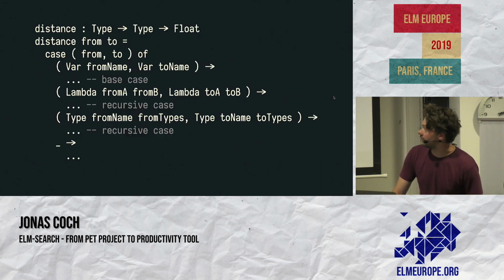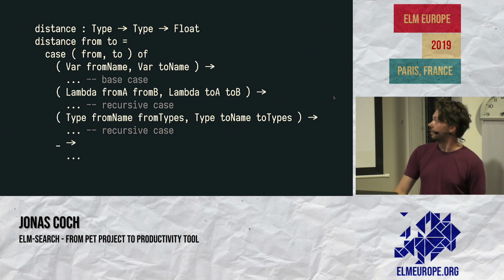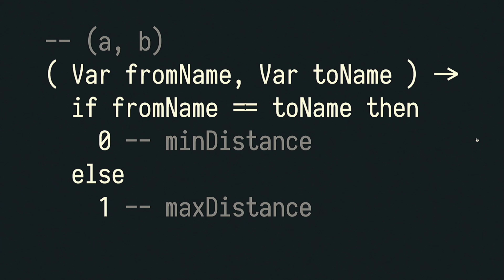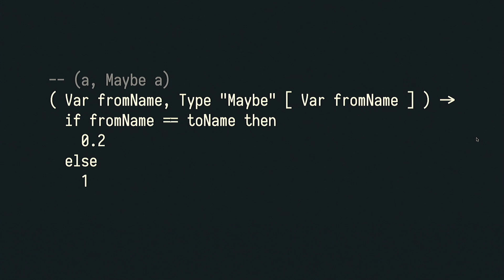So how is the distance function actually implemented? This is just a bird's eye view, and it's just recursive pattern matching. I pattern match on the tuple of the two types and look at interesting cases. So let's zoom into some of them. One basic example is comparing two type variables. If the names of the variables are the same, they are equal, and otherwise they get a maximum distance.